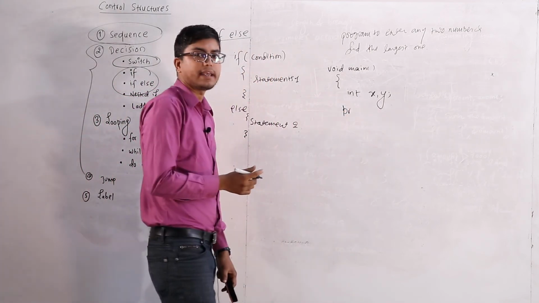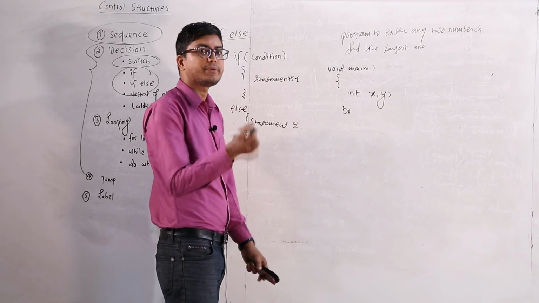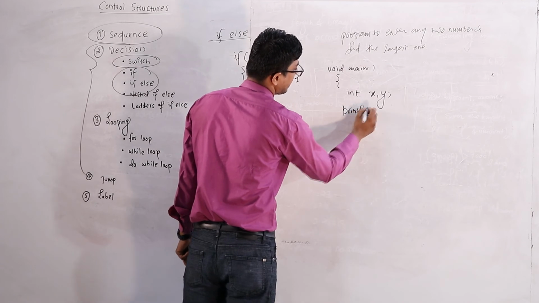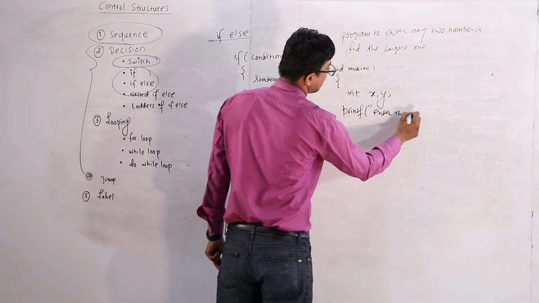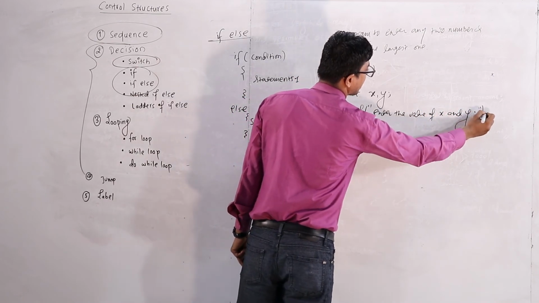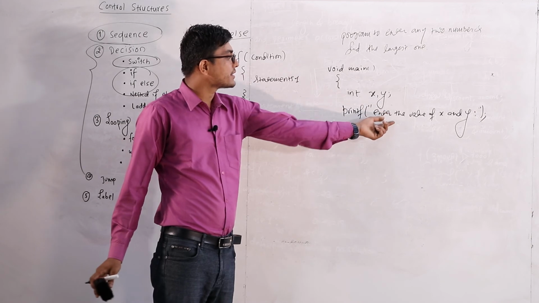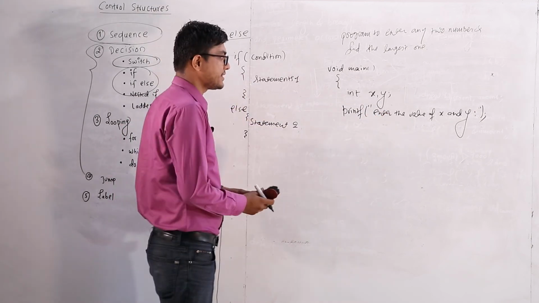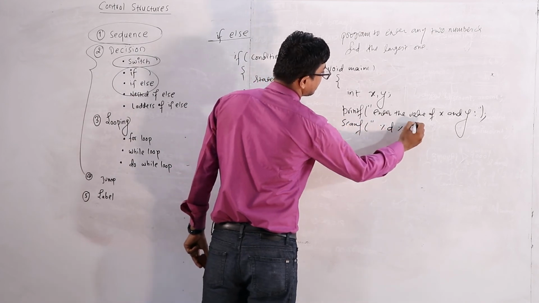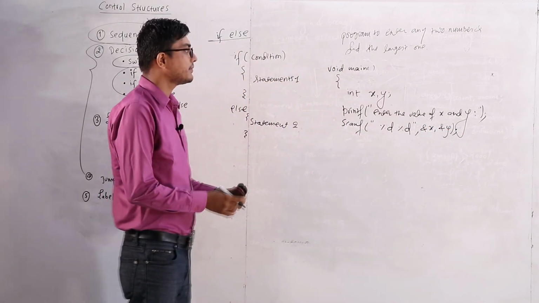After declaring a variable, you have to give the value of the variable. Either you ask the user to enter the value or you give it directly. So in this case, we will ask the value of the variable. printf("Enter the value of x and y"). You can ask the value of x in one printf statement and the value of y in another printf statement also. scanf("%d %d", &x, &y). Now the values of the variables are given.